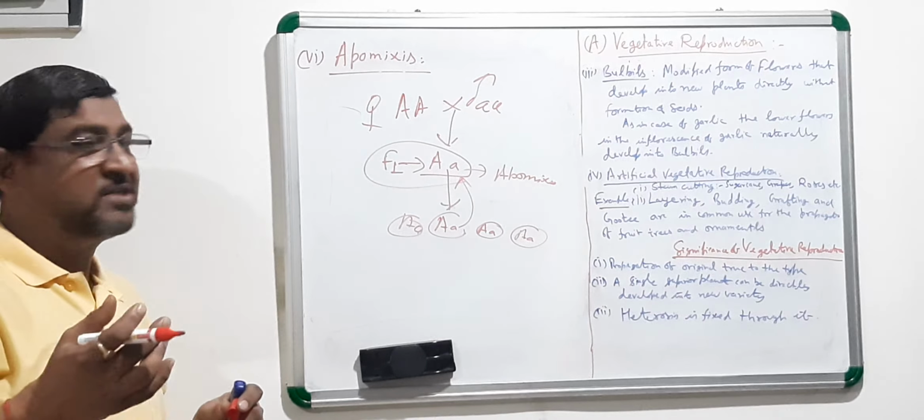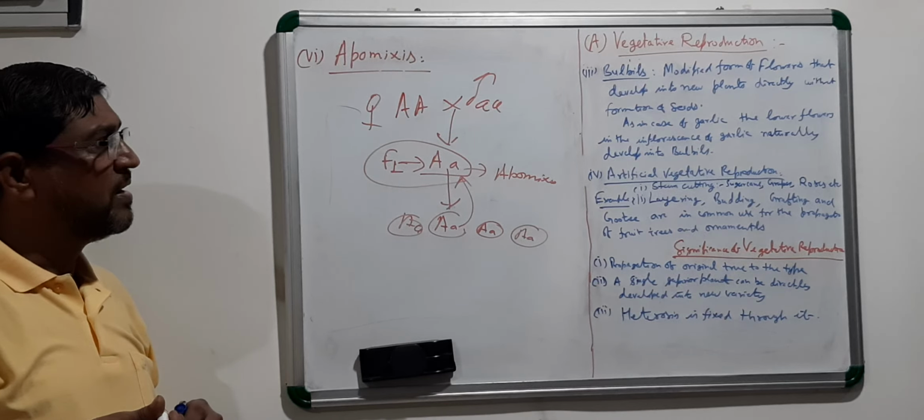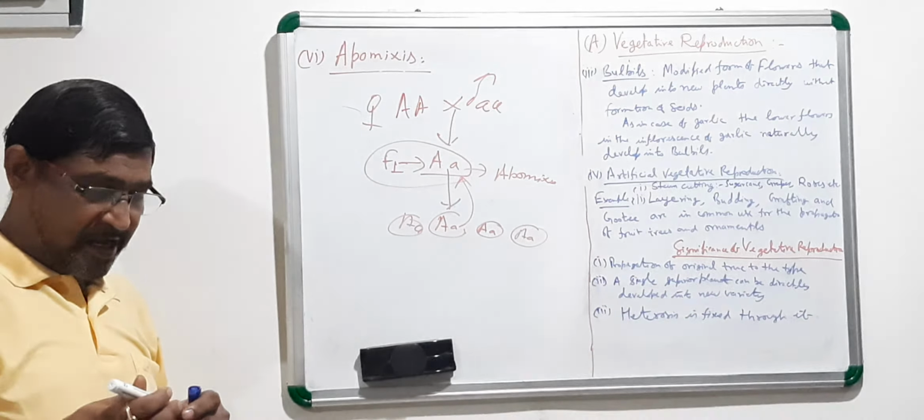This is the importance of apomixis in plants. So this is all about vegetative reproduction.